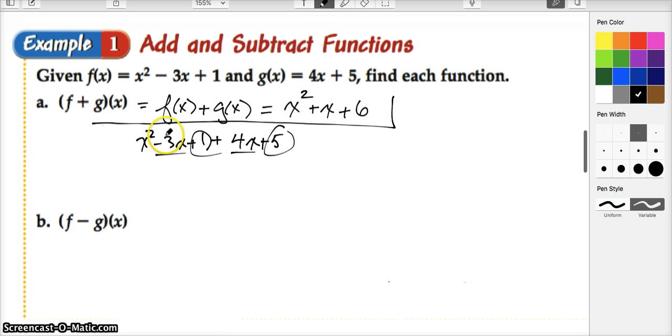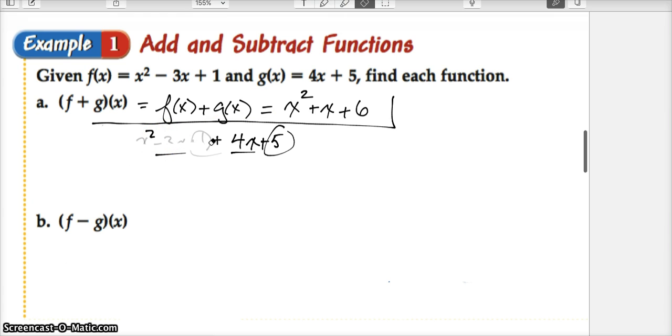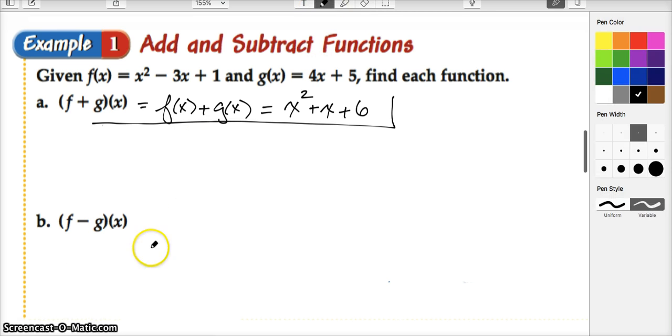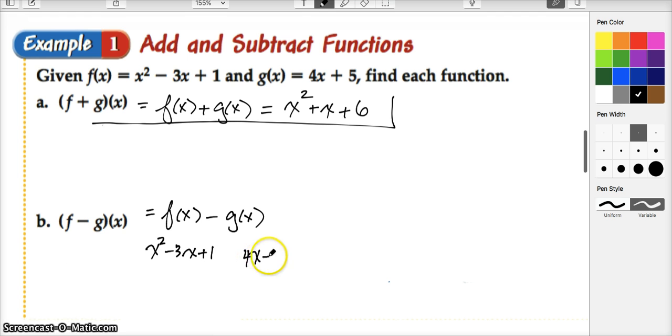Hopefully that makes sense. All right, so we're going to do the same thing here, except this time they're asking us to subtract. And I think you've got the hang of it already, right? f of x minus g of x is what they're asking me to calculate there. What's f of x? We remember. And what's g of x? Given to us right there.